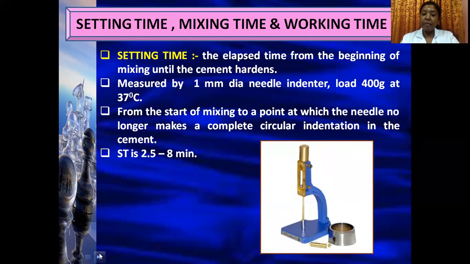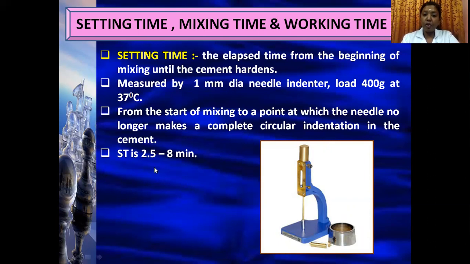Coming to the setting time, it is the time elapsed from the beginning of mixing until the cement hardens. It is measured with a 1 millimeter diameter Vicat's needle, where a load of around 400 grams is applied and the temperature is around 37 degrees Celsius. It is measured from the start of mixing to the point at which the needle no longer makes a circular indentation mark on the surface of the cement.